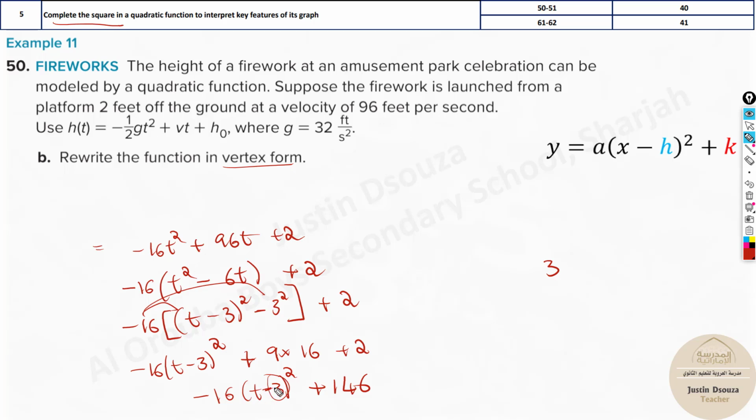If it is positive, it will be the opposite sign. See over here, minus. And this must be positive itself. That is the x coordinate of your vertex, and the y coordinate will be 146. This is just for understanding. Now we can see the answer over here.